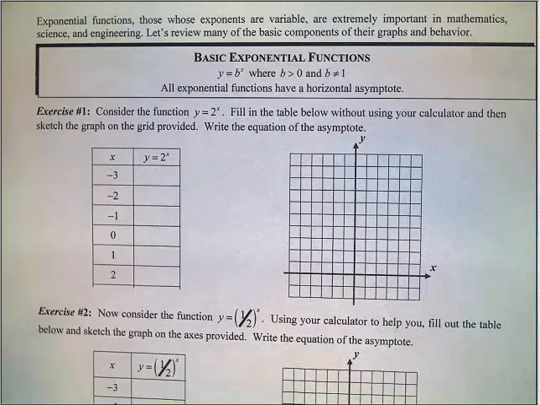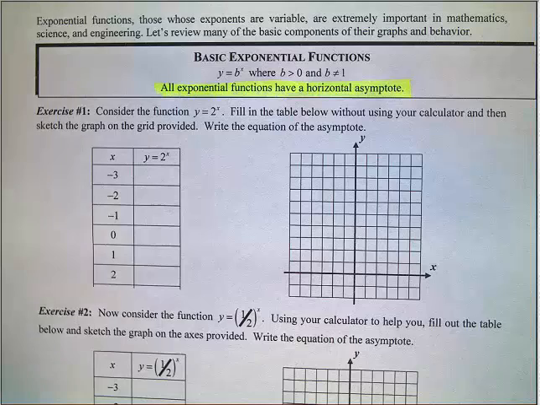You need your calculator, so go ahead and grab it. Basic exponential functions: y equals b raised to the x power, and your b stands for your base. Your base must be greater than 0 and cannot equal 1. All exponentials have a horizontal asymptote, and that is very, very important, so make sure you highlight that. An asymptote is a line the graph approaches and does not cross.